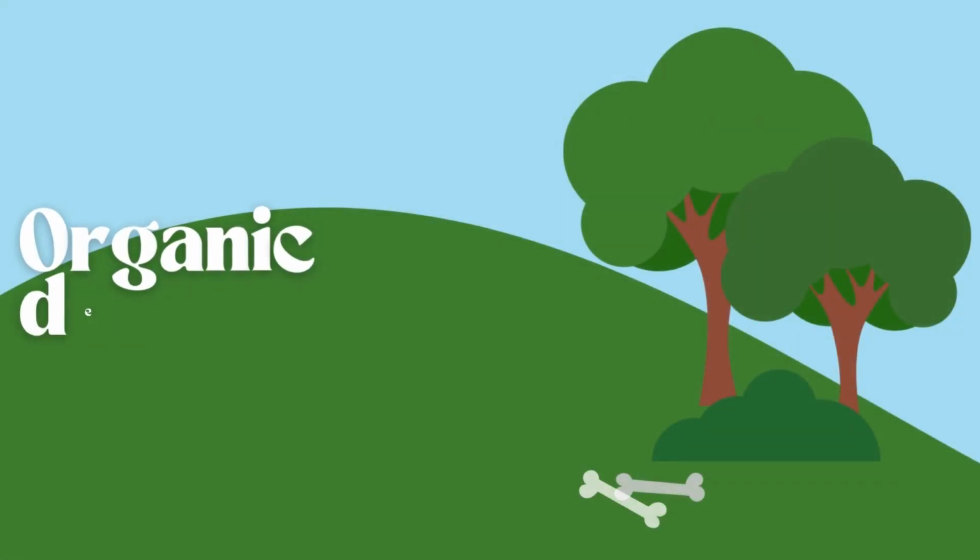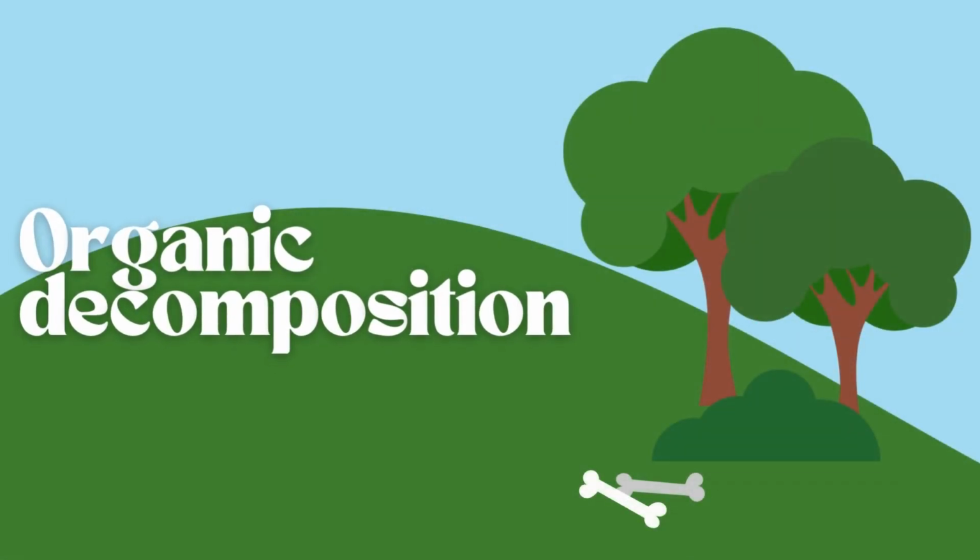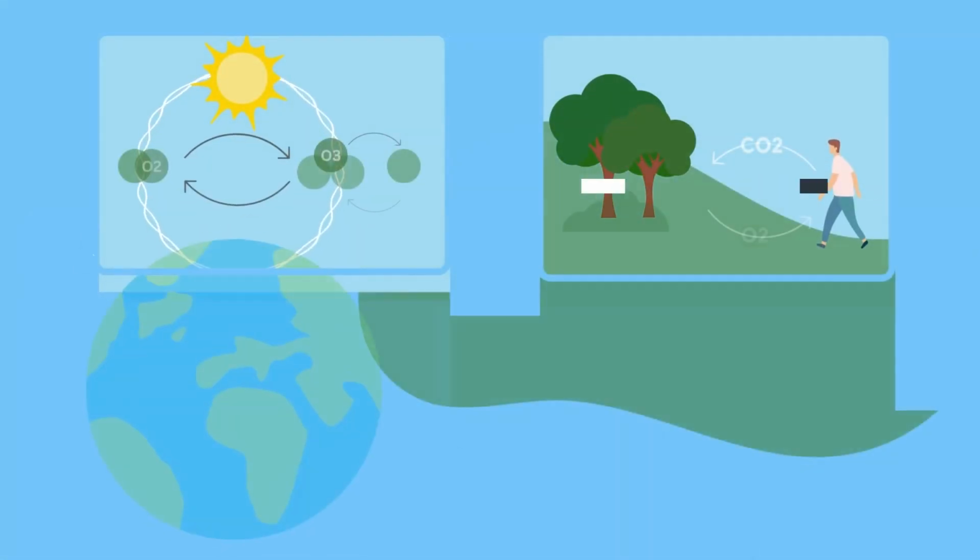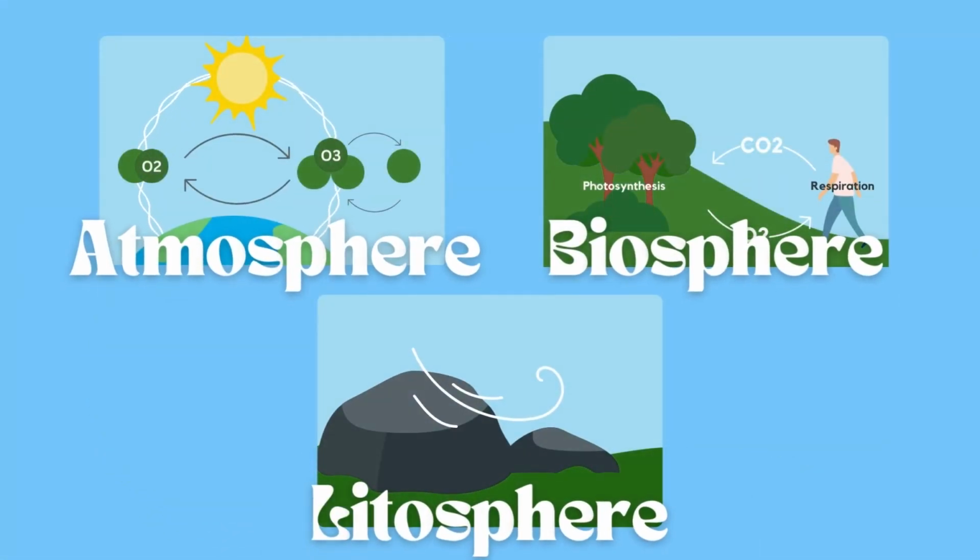Organic decomposition, as well as the aforementioned processes, all release CO2, which is then used by plants and algae for photosynthesis, which produces oxygen. It assists in distributing oxygen throughout the Earth's three major ecosystems: the atmosphere, biosphere, and lithosphere.